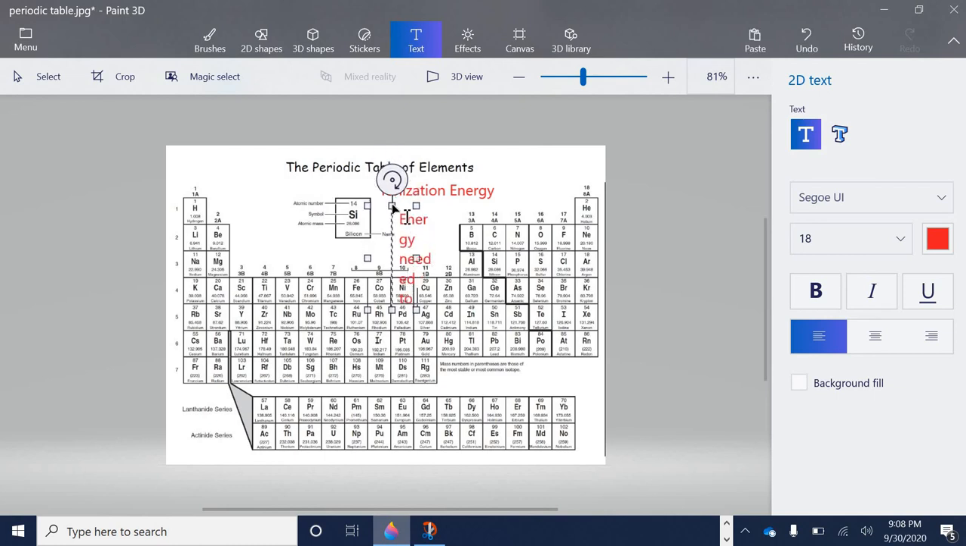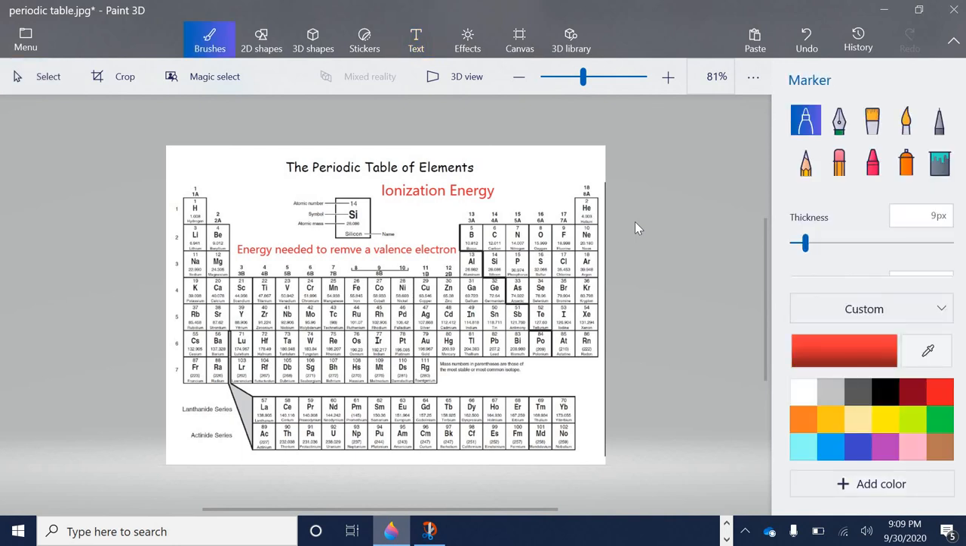Energy needed to remove a valence electron. Having a high ionization energy means it's very difficult to remove a valence electron. Having a low ionization energy means it's very easy. This basically just goes in the opposite direction of our trend for radius.